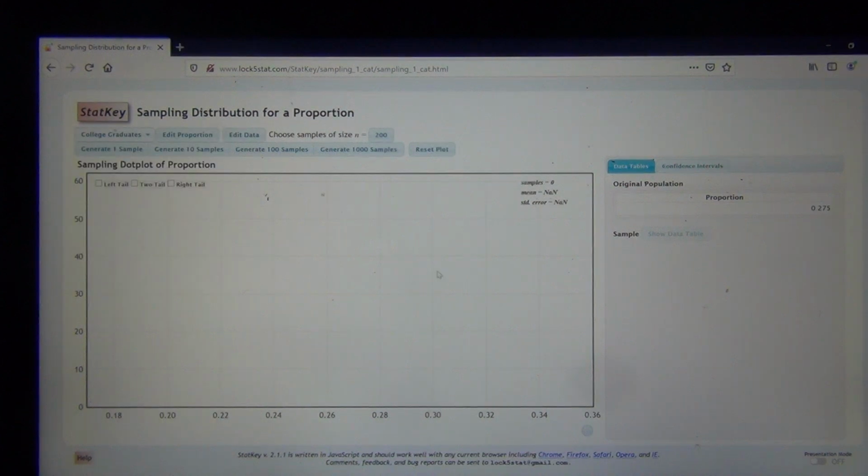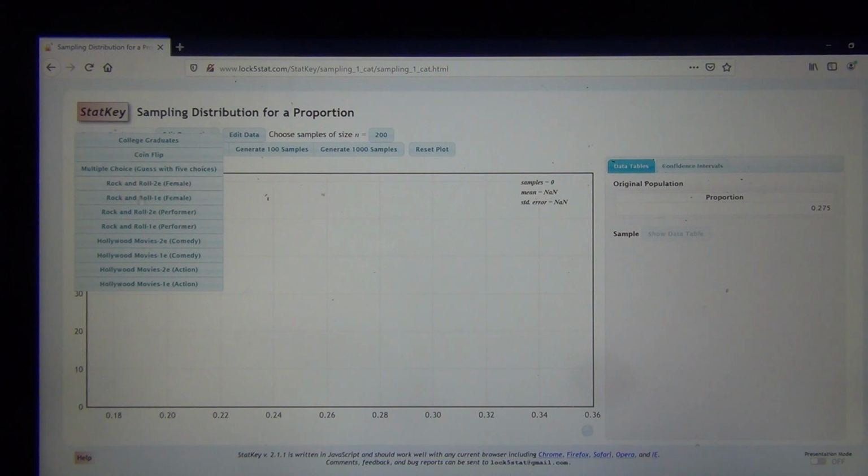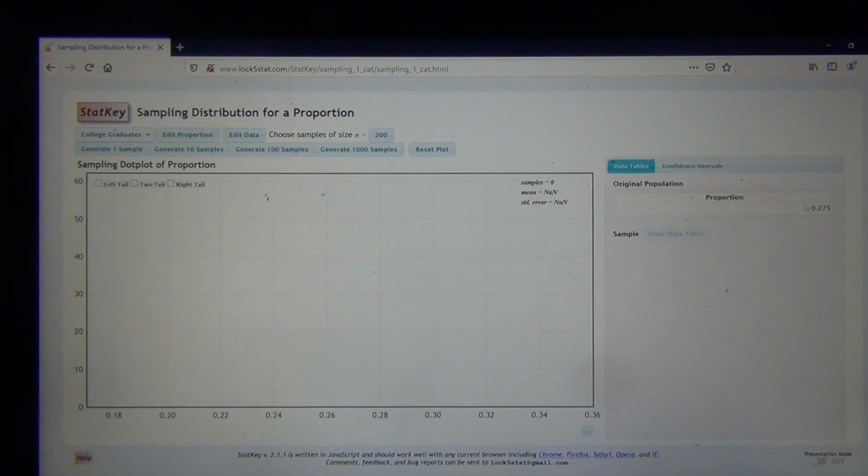College graduates. There's our college graduates data. By the way, there's a lot of preset data sets. Sometimes in the homework, I might have you click on one of these preset data sets. So 0.275 is the college graduate data. Again, I want a sample size of 10.